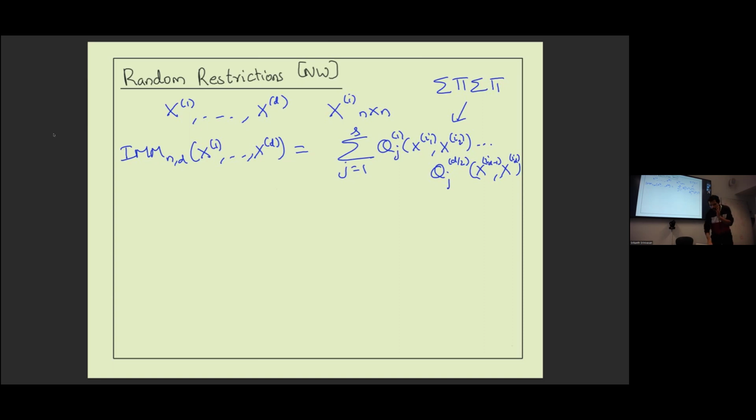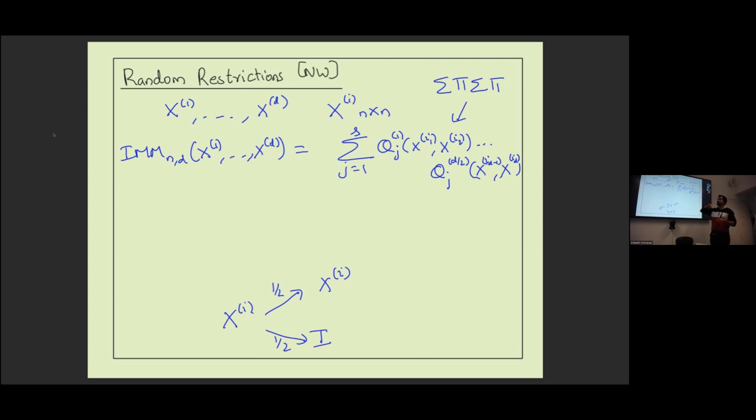So how did they do this? Well, what they said is the following. Imagine that you have these d n by n matrices. For each matrix, I'm going to do a very simple substitution. With probability a half, I leave it as it is. And with probability a half, I replace this matrix by the identity matrix. So I take these variables, some of them are ones, some of them are zeros, and it just becomes the identity matrix.